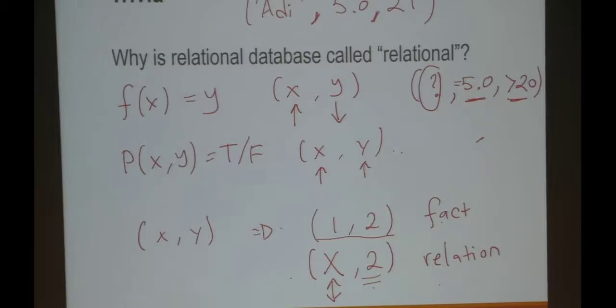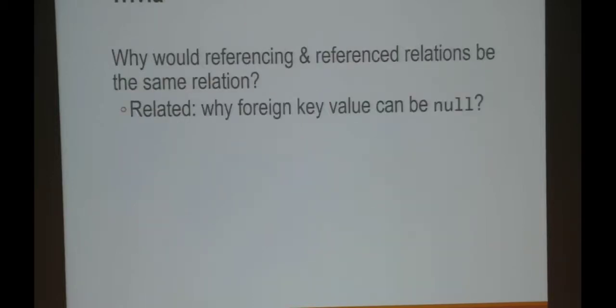The other thing is that there were quite a few questions asking this. Why would the referencing and the referenced relation be the same relation? What is the advantage of this? What is a use case for this? Well, this is related to the reason why a foreign key can be null. Imagine this. You are designing the Java programming language. You know that everything must be an object, except for primitive data types. But every class that you create must have a superclass, except for one particular class, which is the Object class.